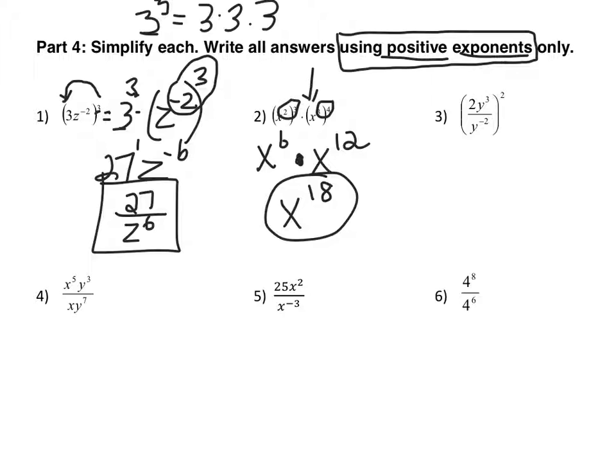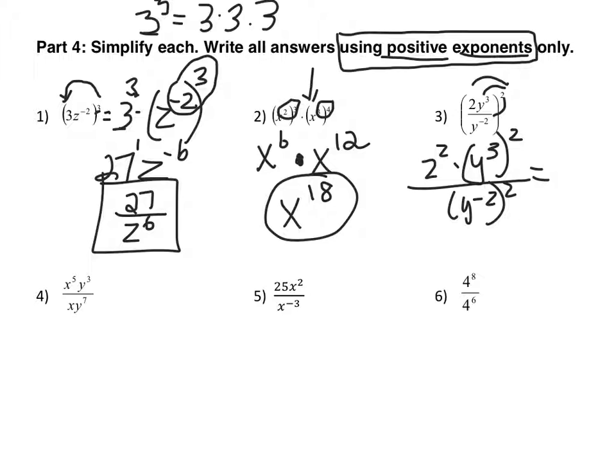Number 3 is very similar to number 1, except there's a denominator involved. But we still have to apply this exponent to all 3 pieces, giving us 2 squared times y to the 3rd squared in the top, times y to the negative 2 squared in the bottom. 2 squared means 2 times 2, which gives you 4. And when we have a power to a power, we can multiply the powers. 3 times 2 is 6. We get 4y to the 6th in the top. In the bottom, we will also multiply those powers. Negative 2 times 2 is negative 4. We get y to the negative 4 in the bottom.